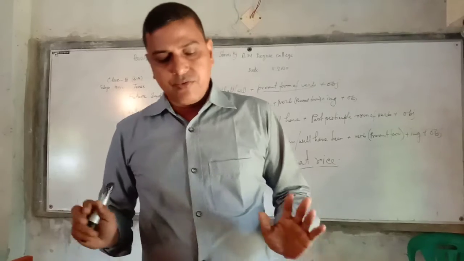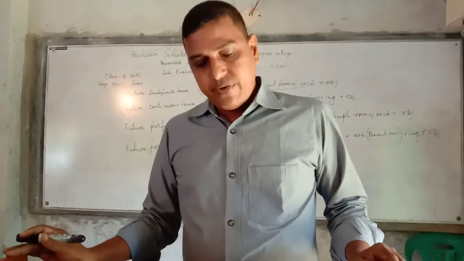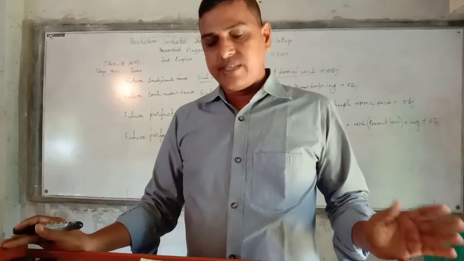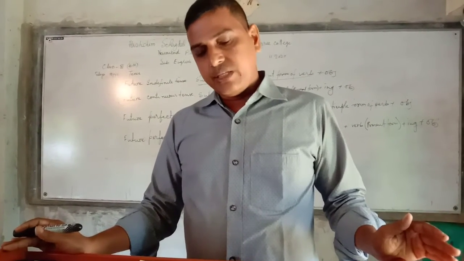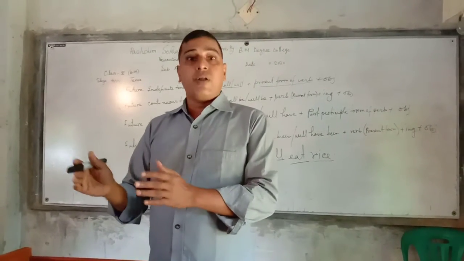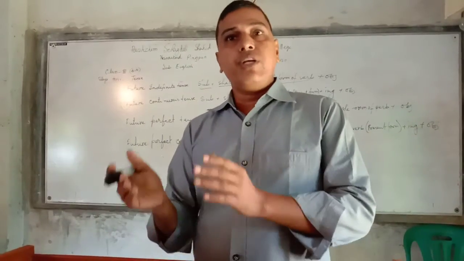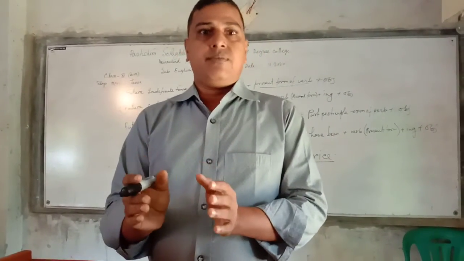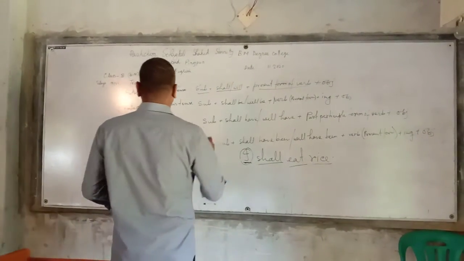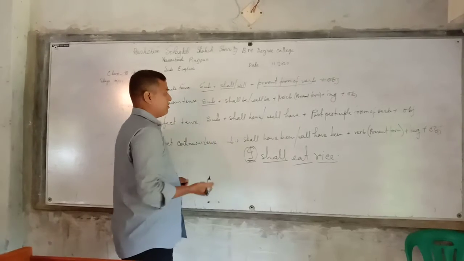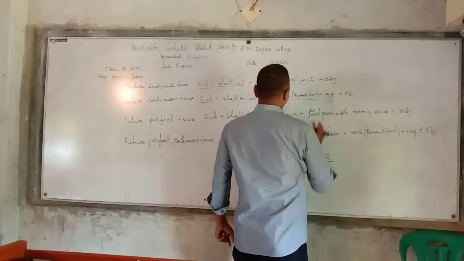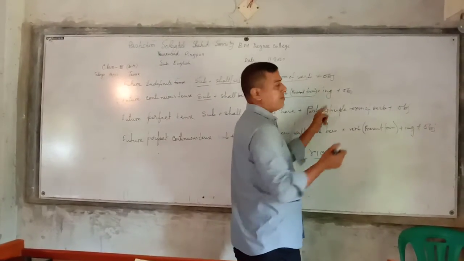Next, future continuous tense. Future continuous means that any work will continue for some time in the future. That means the work will be organized in the next time and it will continue for some time. It is called future continuous tense. And the structure of future continuous tense: subject, shall be or will be, present form of verb plus ing plus object.